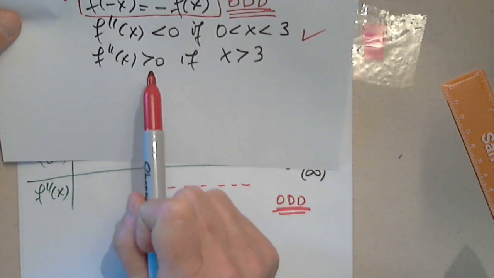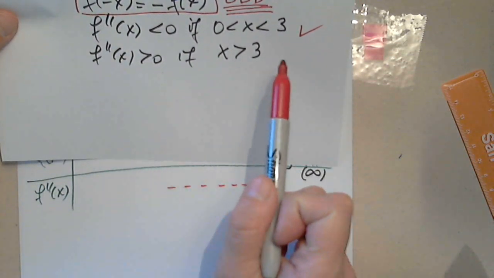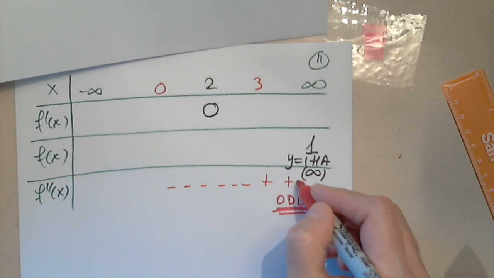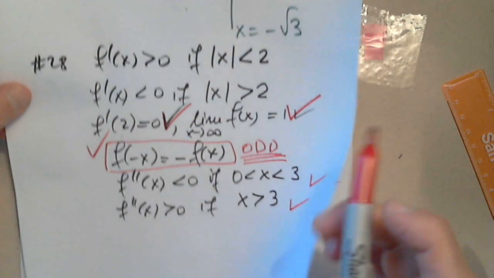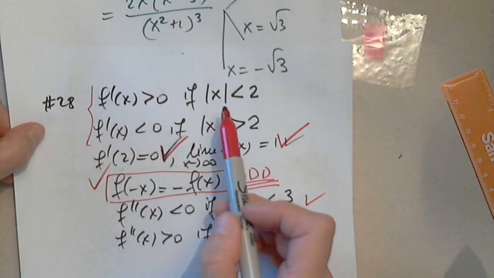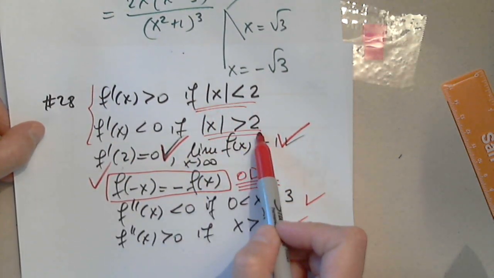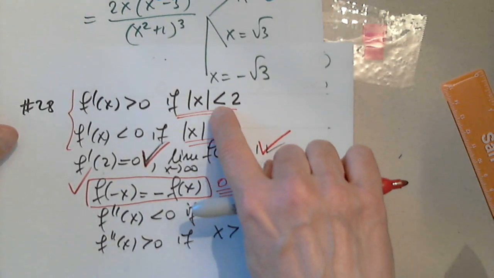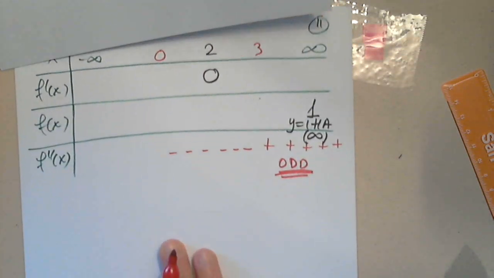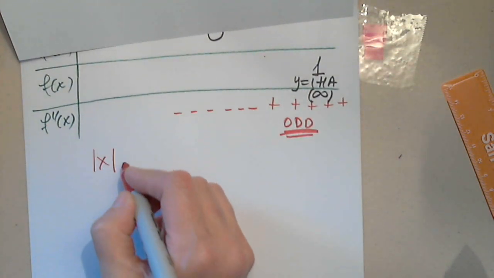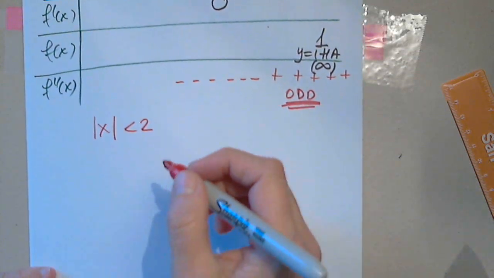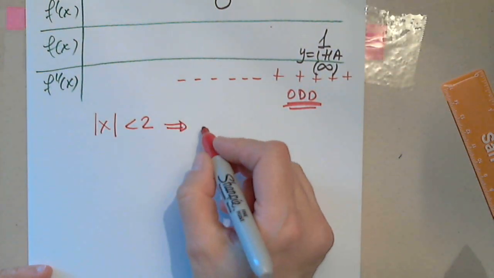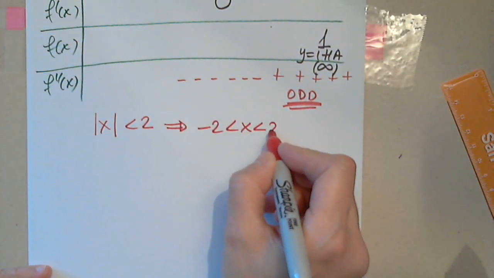The second derivative is positive for x greater than 3. Done. So now the last two are these, but first let's discuss the intervals. I'm going to discuss this interval and then this one. When we look at the absolute value of x less than 2, we know what this means. If you want me to say more, please do say that. So this changes into this.